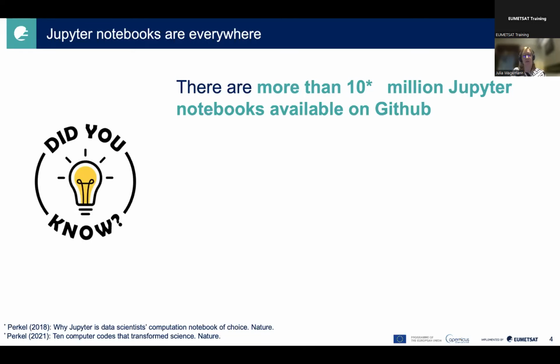Both of these papers stated that there is a sheer amount of notebooks available on GitHub. It's more than 10 million as of 2021. And probably by now we even have more Jupyter notebooks available on GitHub.